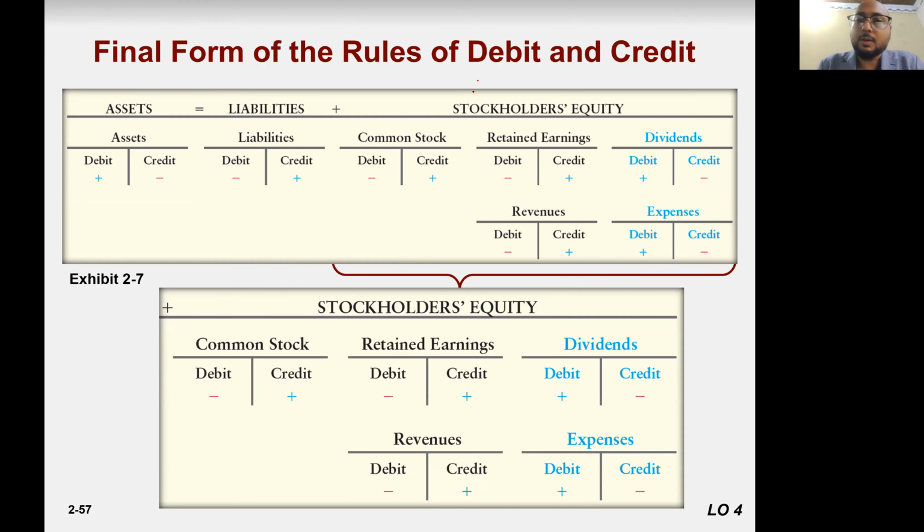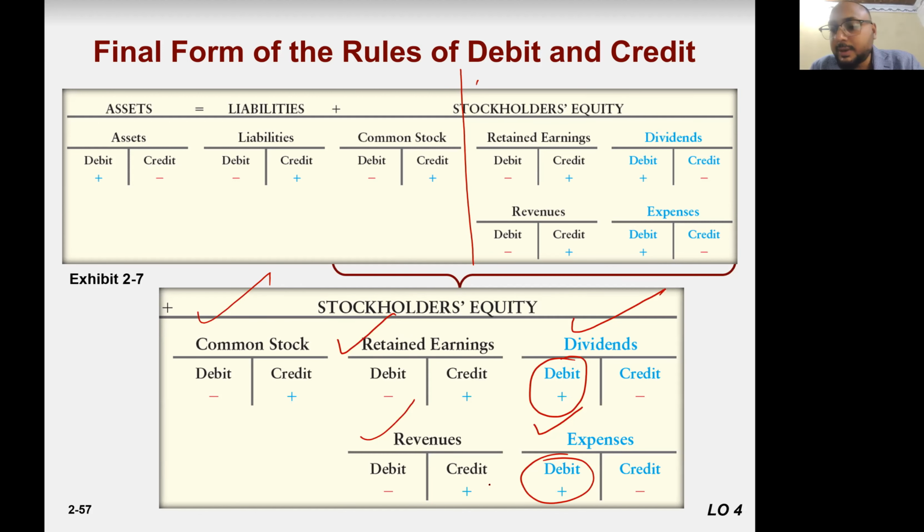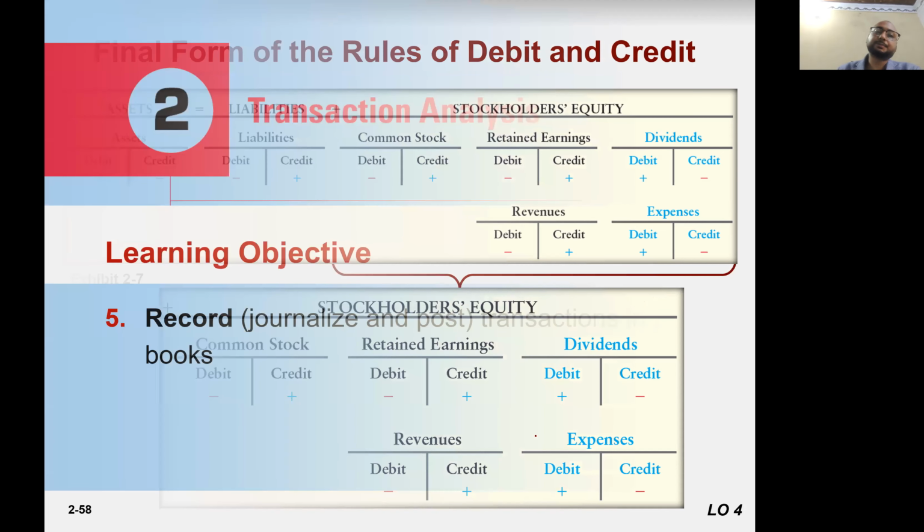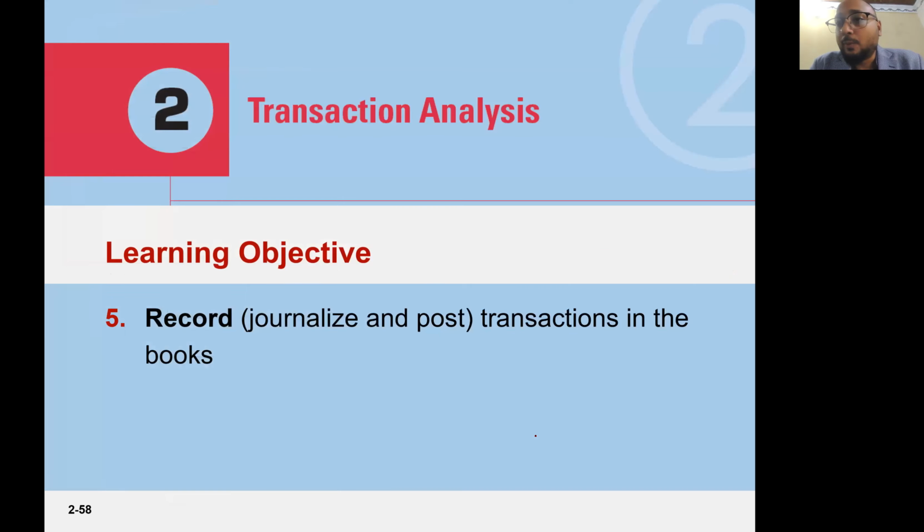Similarly, the stockholder equity accounts are common stock, retained earnings, dividend, expenses, and revenue. We already talked about that. Dividend increase or expenses increase, we will write it down on the left hand side, or debit side. Let's move forward. Now we are actually diving deep into the world of accounting principles, double entry accounting principles.